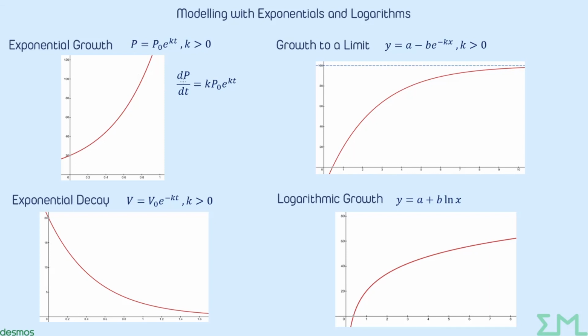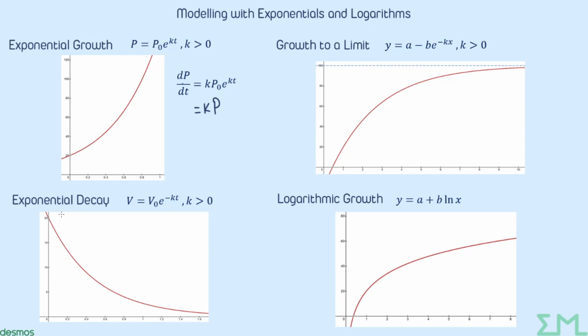It also has a special property that we have seen in previous videos, where if you differentiate P, which in this context gives you the rate of population growth, you get a constant multiplier of the original function. So here you get k times P0 e to the kt. So effectively some constant times the original population.